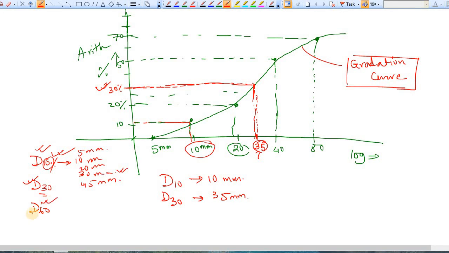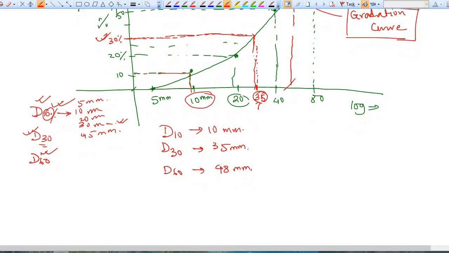Similarly, you will get D60, which is the size corresponding to passing of 60%. Here you will get somewhere here, let's say this is your 48 mm. So D60 is 48 mm. Now the question is, why are these values required? Well, this effective size and this D30 and D60 define the gradation curve.